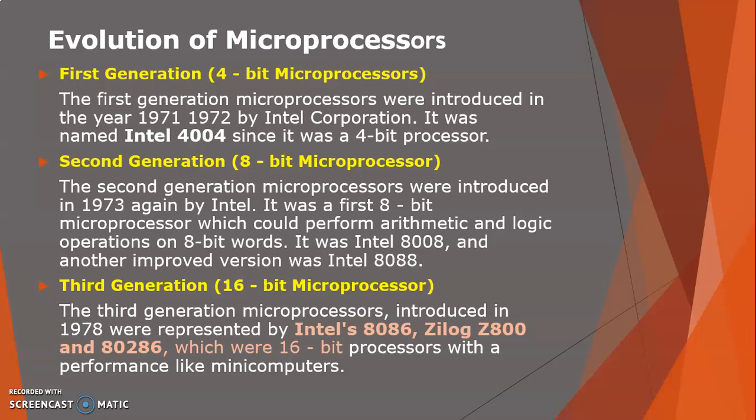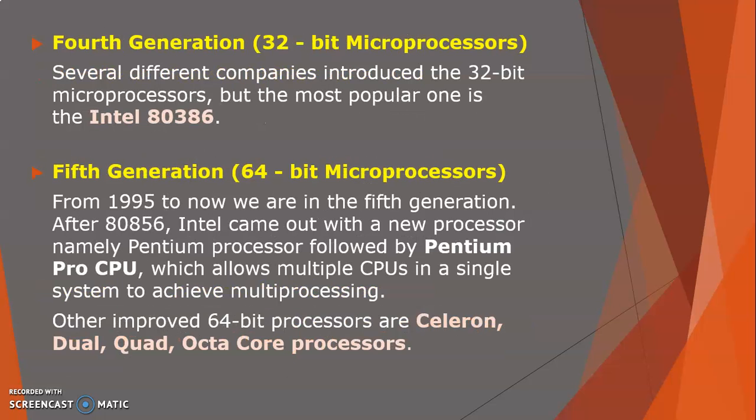The third generation microprocessor was introduced in 1978, represented by Intel's 8086, Zilog Z8000 and 8026, which were 16-bit microprocessors with a performance like minicomputers. Okay, after the third generation, the 4th generation we have a 32-bit microprocessor.